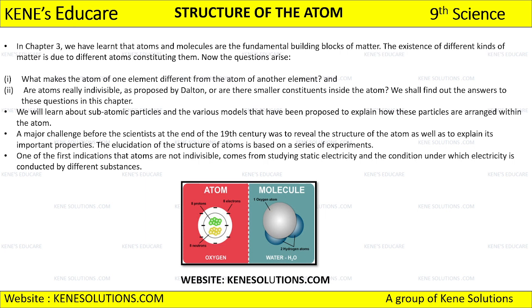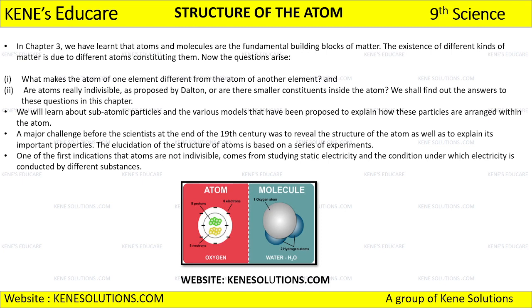By coming up with different models, they were trying to solve that puzzle, like how we solve different puzzles by putting all the pieces together. These are the different scientists who were working together so that they could find out more about it. The elucidation of the structure of the atom is based on a series of experiments. Many different experiments were performed, and this elucidation is based on those experiments and the models that were brought up.